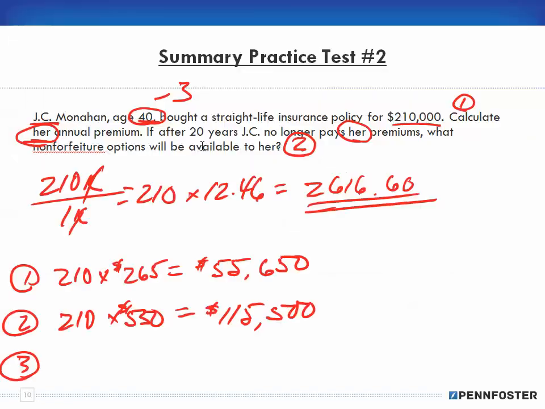Okay, so that ends up being 21 years, 300 days. Okay, and that's the answer for summary practice test number 2. All right. Okay, with that, I'm going to stop here, and I will pick up the next problem in the next video.